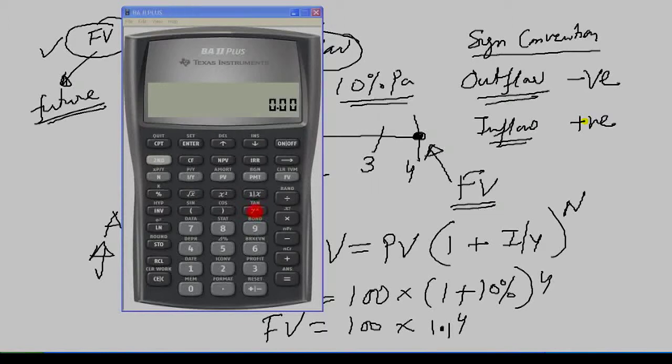This y to the power x button you can use to find out the power. Here we are interested in finding out 1.1 to the power 4. So we'll do 1.1, then we'll press y to the power x, 4, equal to. So 1.46 is the value of 1.1 to the power 4. Now over here you are seeing only 2 digits after the decimal. You can change this format.